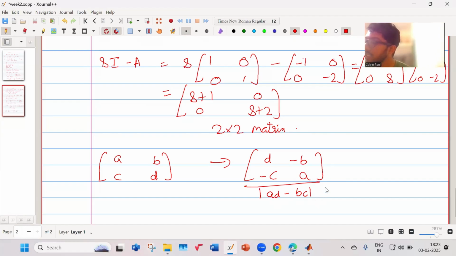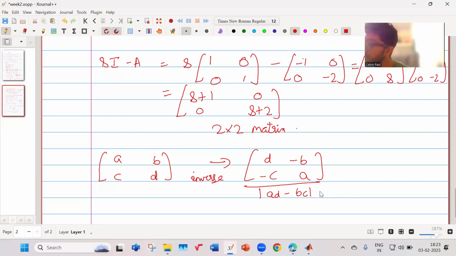So this is a simple way. You don't need to actually find the adjoint and the cofactor and other stuff. You just need to use this formula. So this is the formula for the inverse of a 2 cross 2 matrix.